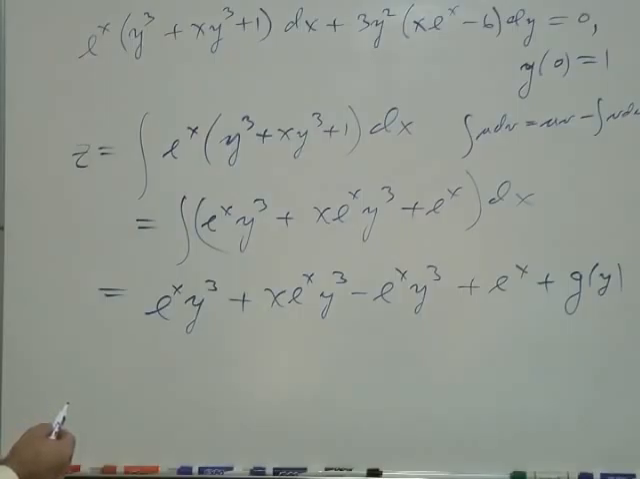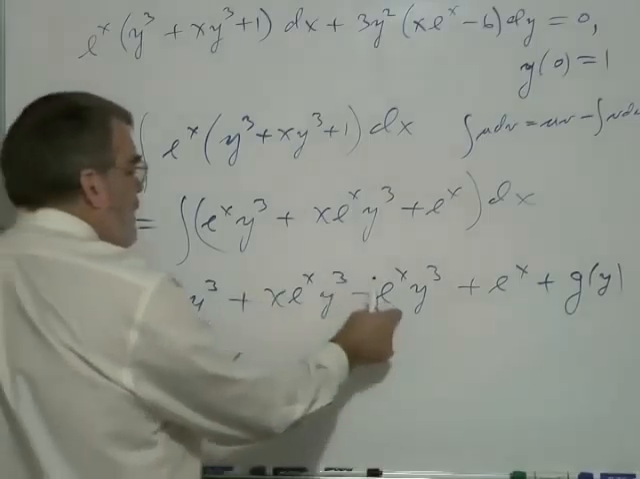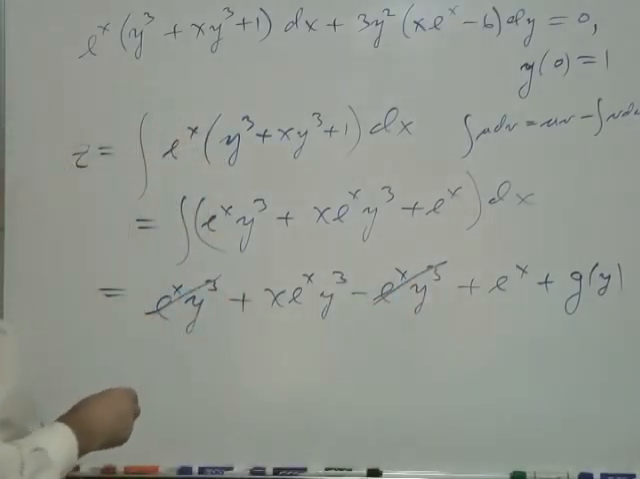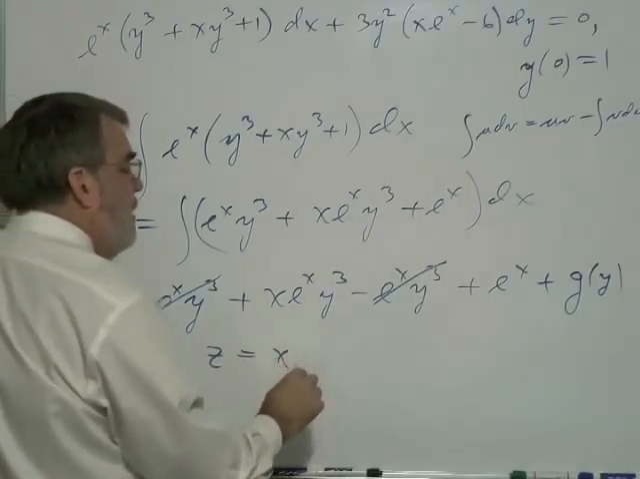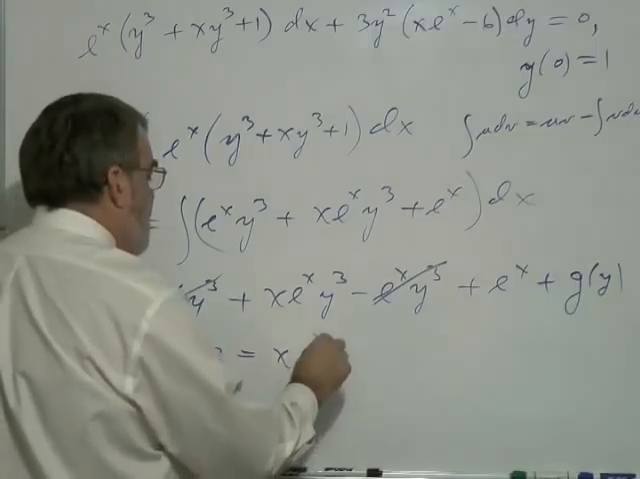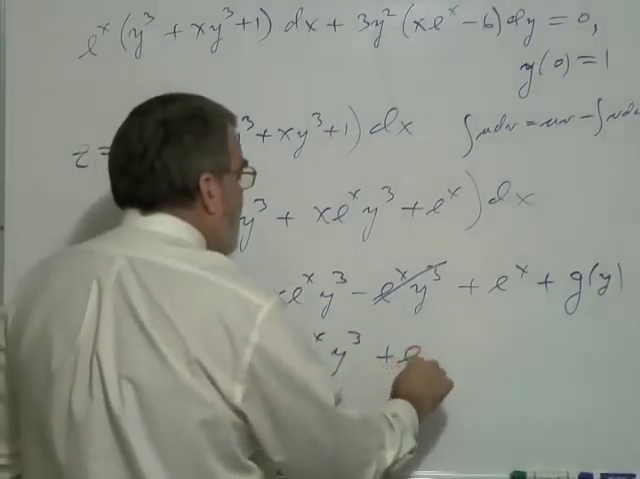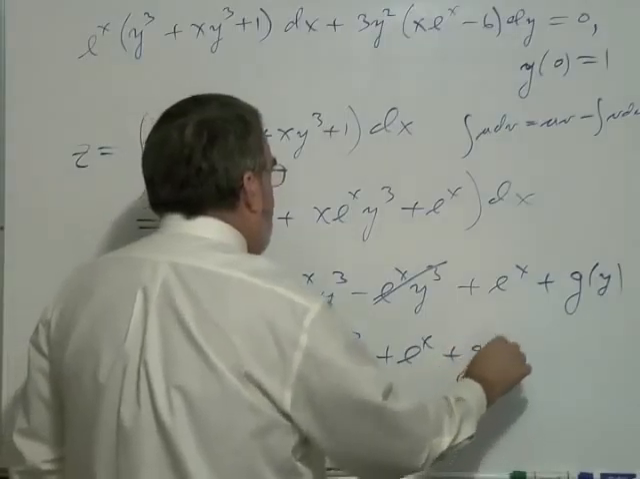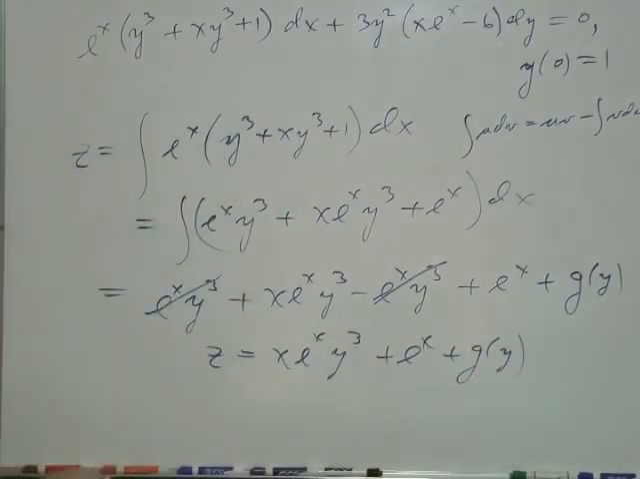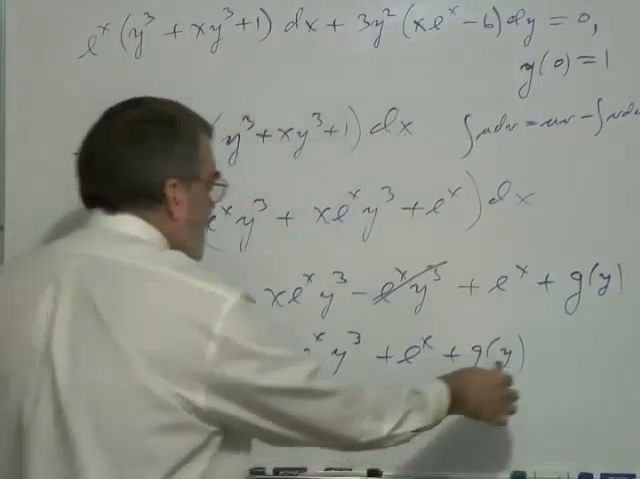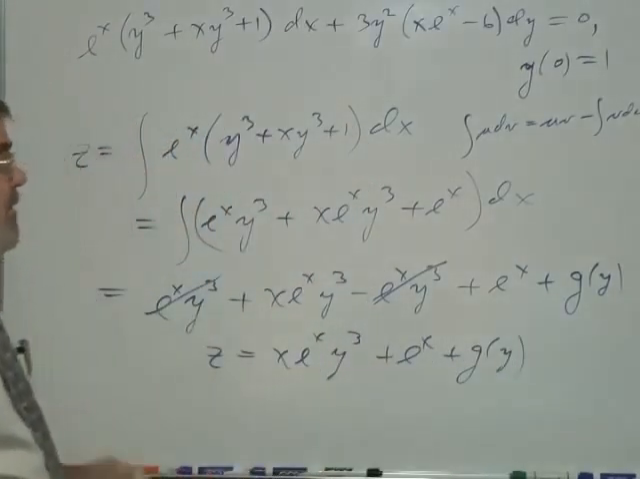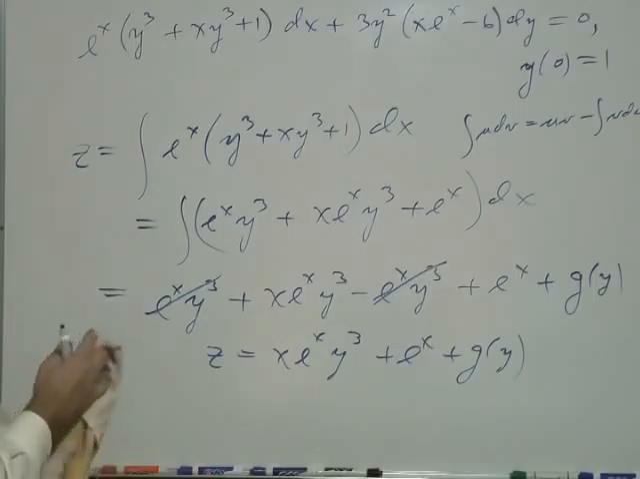Okay, now, do any of those cancel? Yes, they do. e to the x y cubed cancels here. So that's kind of nice. So z was equal to x e to the x y cubed plus e to the x plus g of y. All right. Now, that's really our solution to the differential equation, except equal to a constant, except we have to figure out what g of y is. So I need to do some more erasing here.